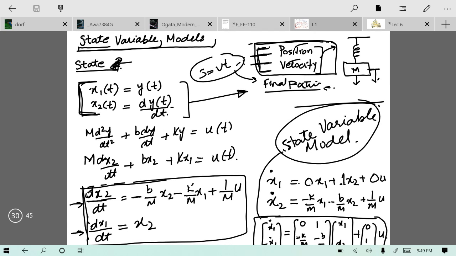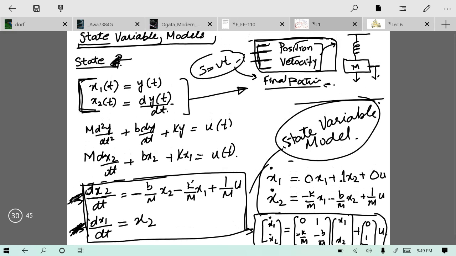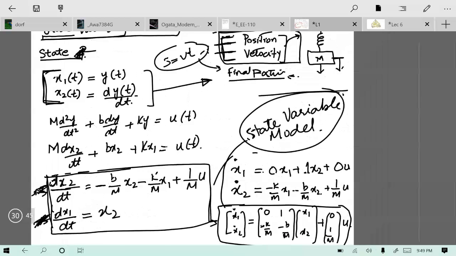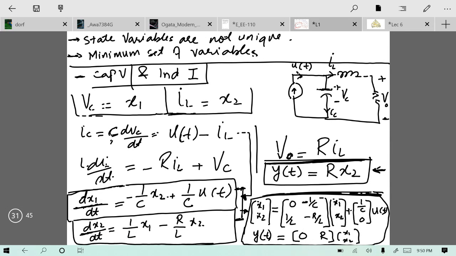Position and velocity over here define the state of the system. These two equations define the position, velocity are state variables. dx2 and dx1 over dt, these two equations are actually state equations, and this complete is the state variable model. So you must know the terms state variables, state equations, and state variable model. Similarly, state variables over here in this example are capacitor voltage and inductor current. These are the state variables, and these two are the state equations, and this box is the state variable model.